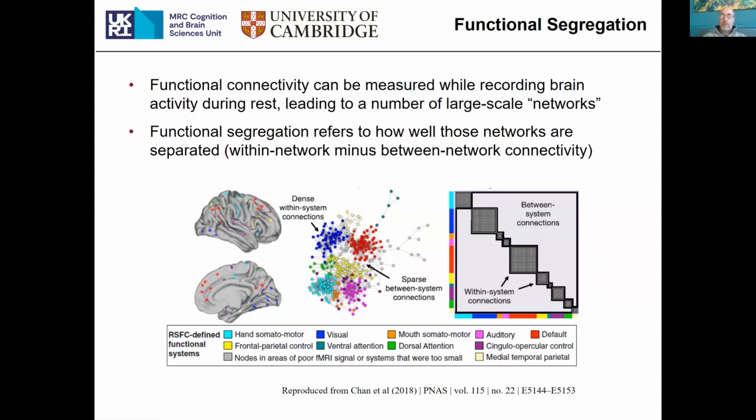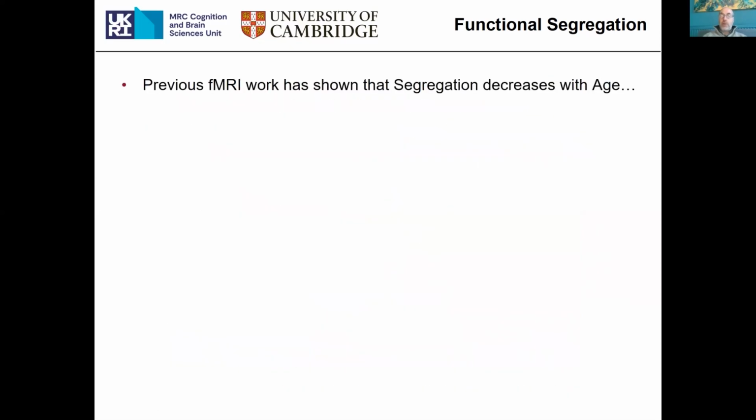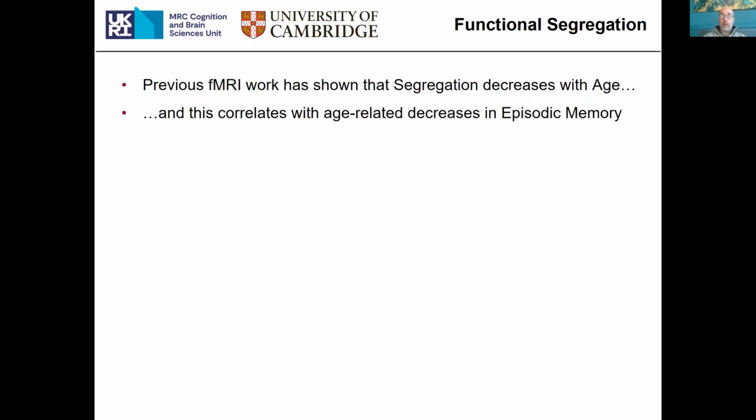So this is with fMRI, and several papers have shown that this network segregation decreases as we get older. It may be an important property of networks breaking down in older age, which might contribute to cognitive decline. Indeed, Chantal found correlations between changes in segregation and decreases in episodic memory.